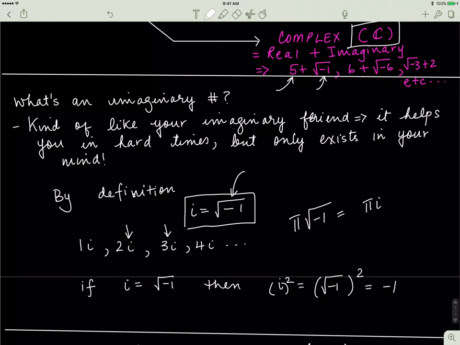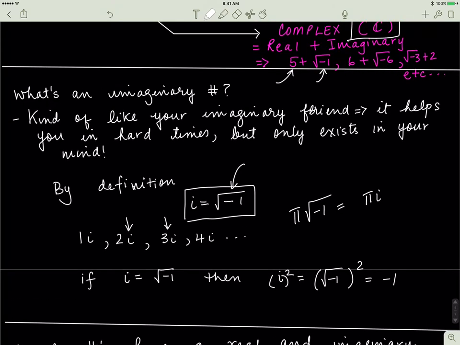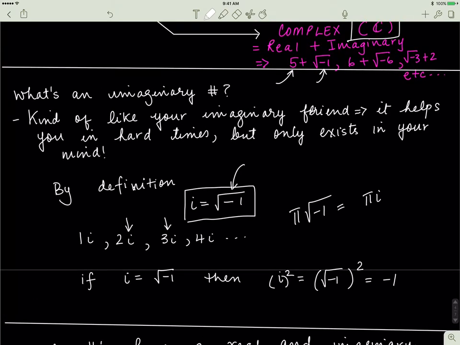So, if i is equal to square root of negative 1, then it follows that if I square i, then I can get rid of this square root and I'm left with negative 1. So, the important point to keep in mind is that the square of an imaginary number always gives you a real number. So, imaginary numbers on their own might not be helpful, but if you square them, then it's extremely useful for us, okay? So they're kind of like a secret code. You don't really get what you want unless you square it.